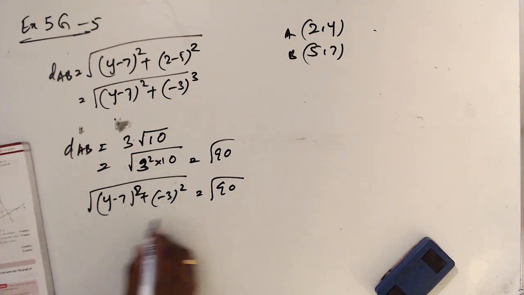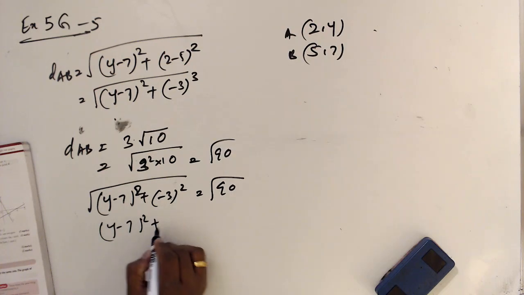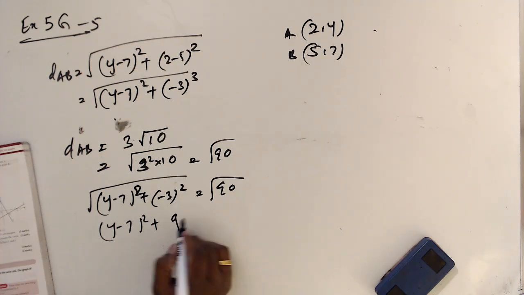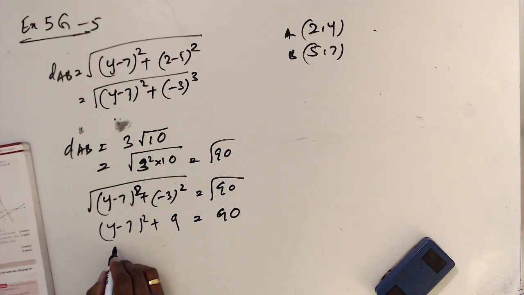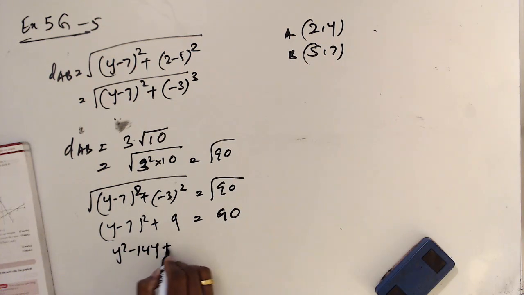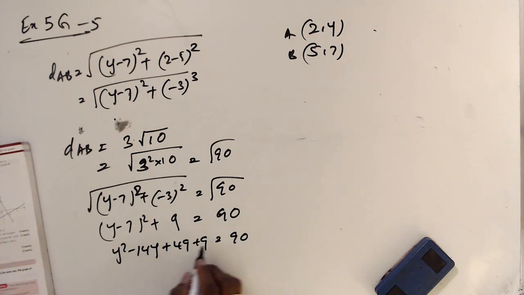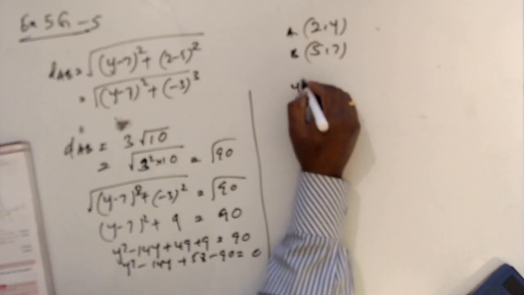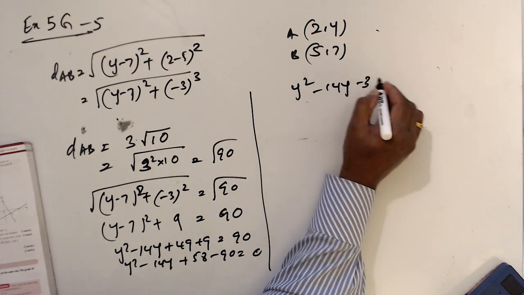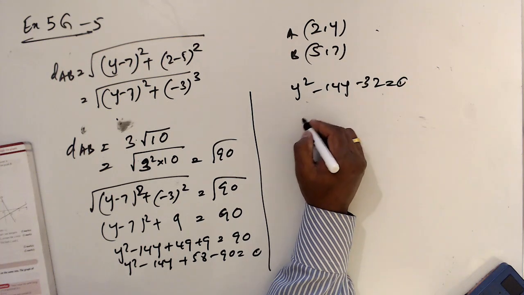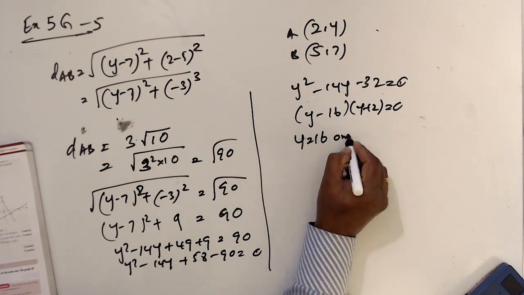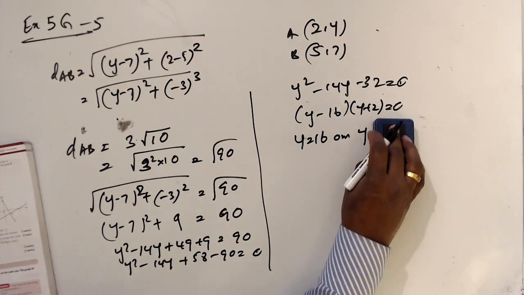Now I square both sides. Then you end up with (y minus 7) squared plus (minus 3) squared, which is 9, equals 90. Now I have to simplify. y squared minus 14y plus 49 plus 9 equals 90. y squared minus 14y plus 58 minus 90 equals 0. So y squared minus 14y minus 32 equals 0. This is (y minus 16)(y plus 2) equals 0. y equals 16, no. y equals minus 2.